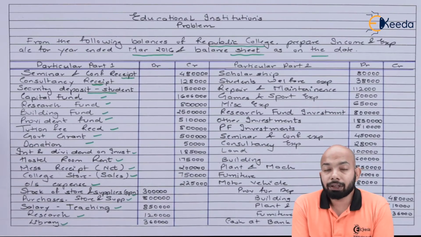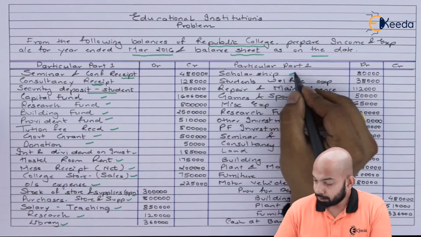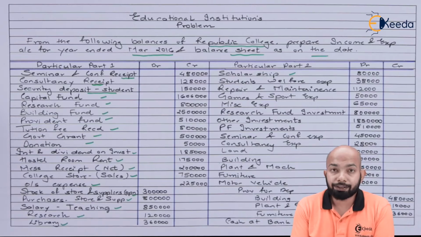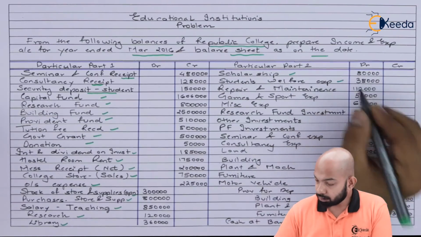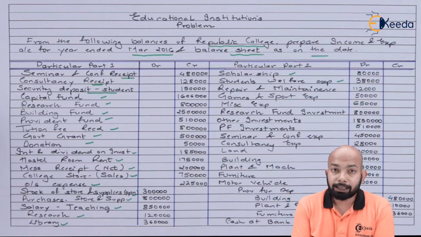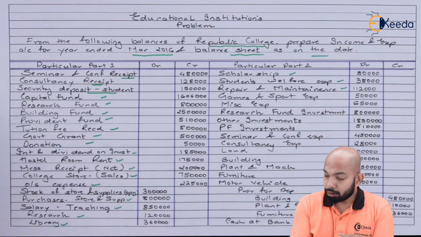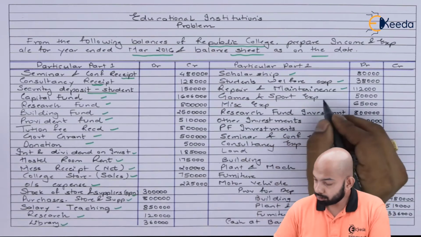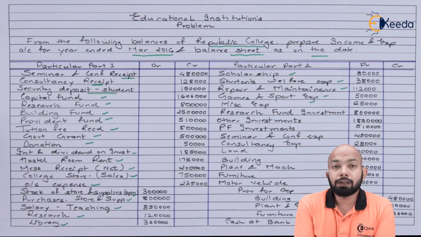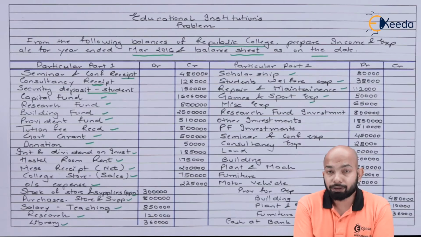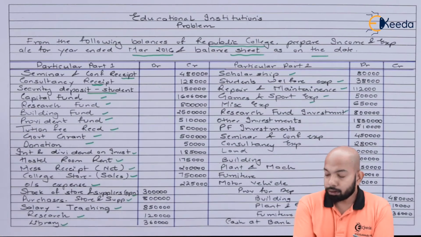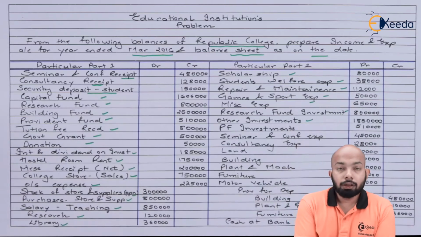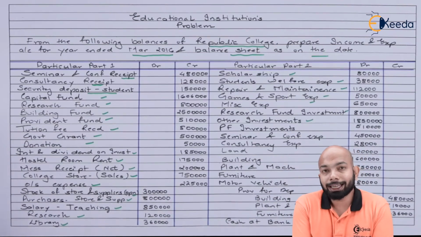Now on the next part we have scholarship. We have student welfare expenses. We have repairs and maintenance. We have games and sport expenses and miscellaneous fees. We have research fund investment, that's an asset for us. We have other investment, that's again an asset. We have provident fund investment, that will again go into the assets. So these are the balance sheet items.